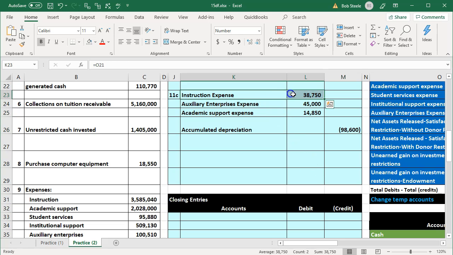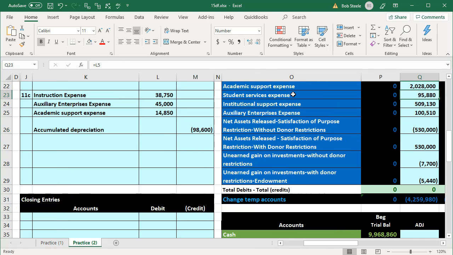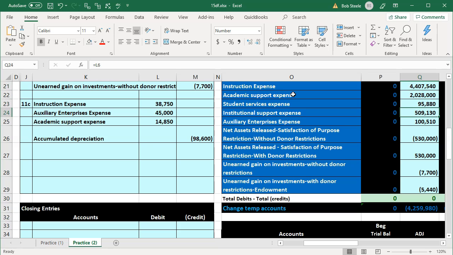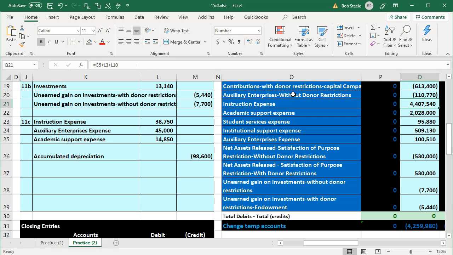We have the instruction expense. So I'm going to scroll over to the right. We're looking for the institutional instruction expense. That's going to be in Q21. Something's in it, so I'm going to say F2 plus F2. Scroll over to that 38,750.